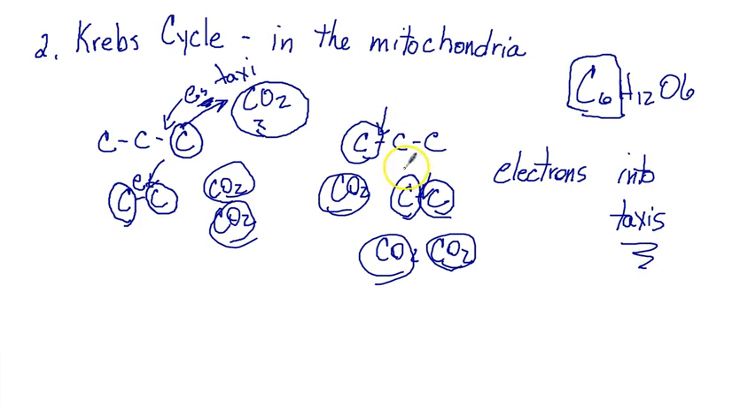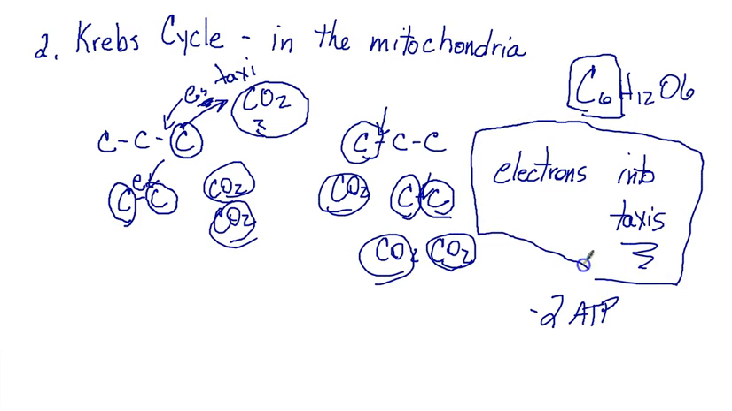Right? So the Krebs cycle is going to do this, and it's going to give us a little bit of ATP in the shuffling around, but the major thing coming out of the Krebs cycle are our electrons in the taxi cab. And this is where our carbon dioxide comes from as a waste product.